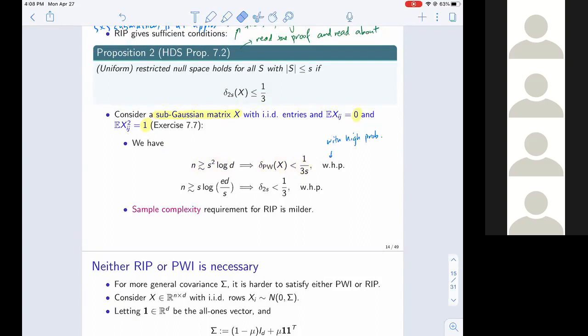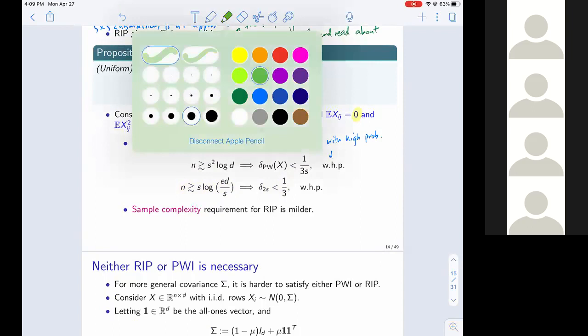And furthermore, you can show that if n is bigger than or equal to a constant times s log(e d over s), where e is Euler's constant, basically s log d over s if you don't care about the constants, then the RIP condition holds with high probability. So what is interesting is that these two conditions are different in terms of the sample complexity.